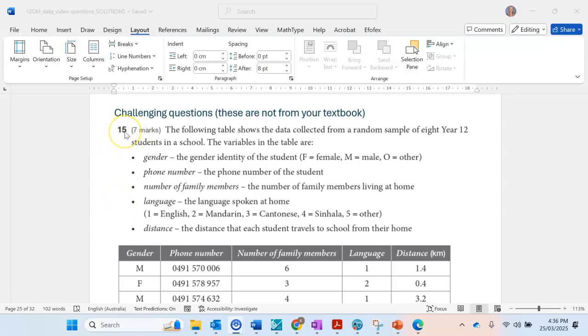Don't worry too much about the numbering. It's just where I've taken it from in the textbook, just for my own reference if I needed it. So let's make a start.